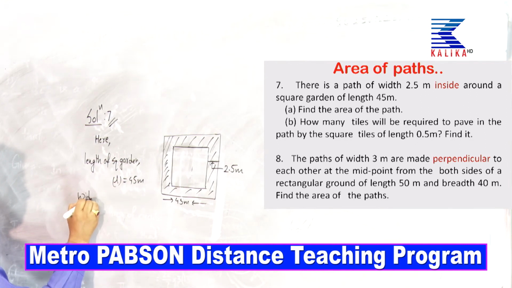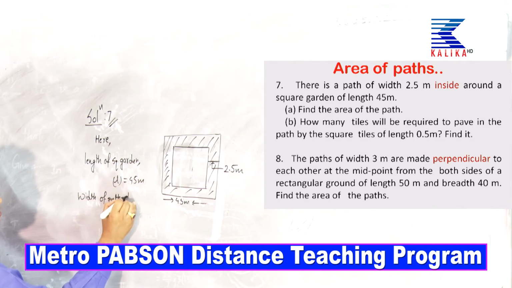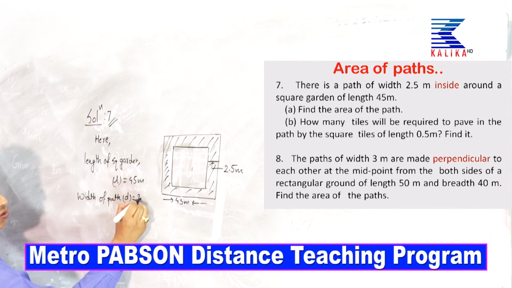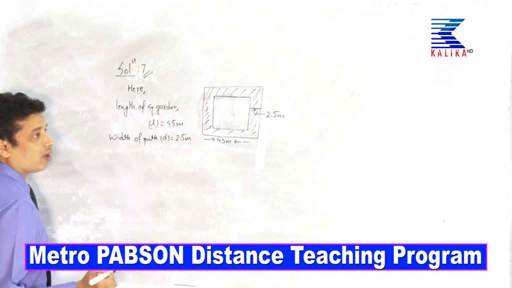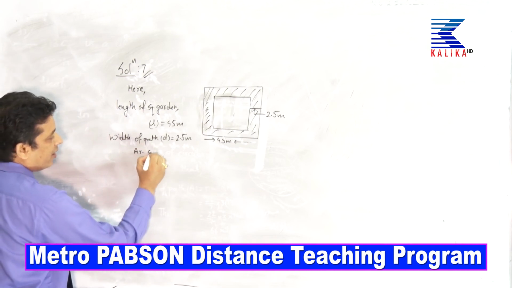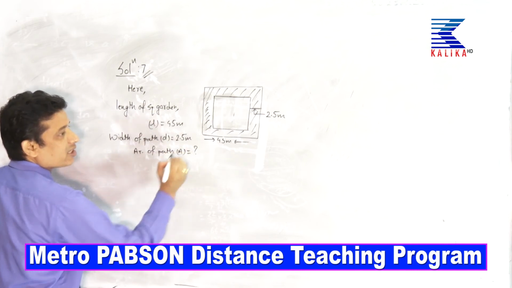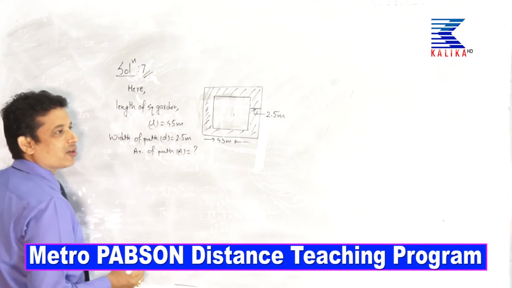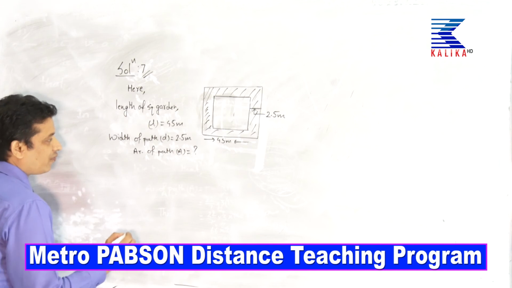Next, the width of the path D is given as 2.5 meter, and there was a condition that in a square, length and breadth are equal. So, we need to find the area of the path at first. Area of path A is equal to what, and next, how many tiles will be required to pave the path by the square tiles of length 0.5 meter.